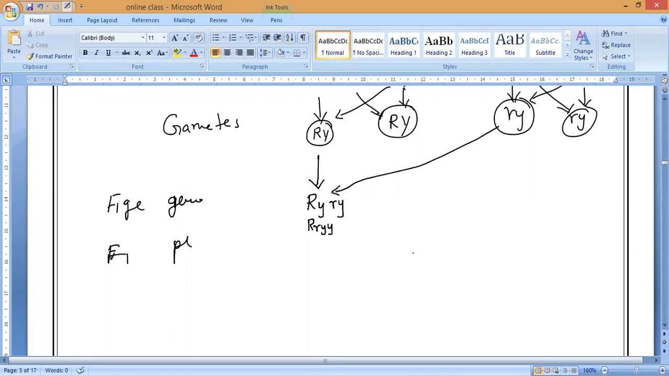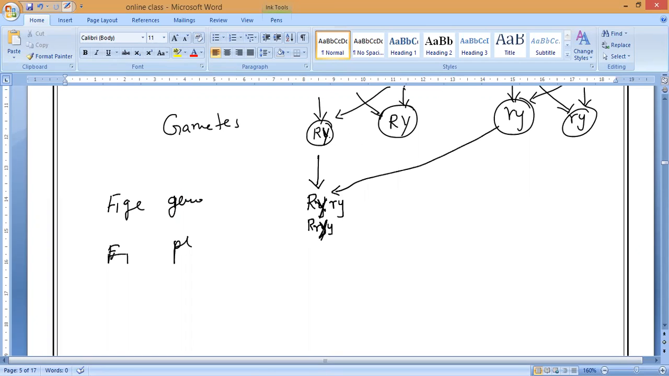Sir, yes, then this is round green seeds, sir. Sorry, we did it wrong. Here it is. This is capital Y, correct? Capital Y, yes. So that here what will come? Capital R, capital Y, small y. Is it yes, guys? That is the first one.